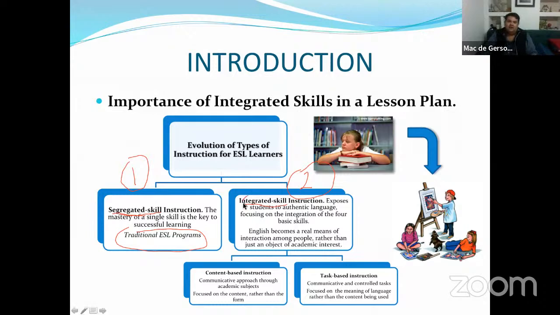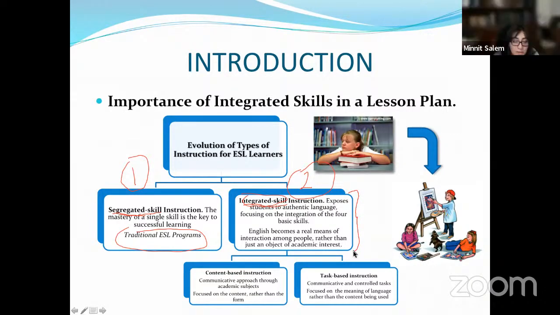En cambio, integrated skill, can you read this minute? Salim, please. Integrated skill instruction exposes students to authentic language, focusing on the integration of the 4 basic skills. English becomes a real means of interaction among people rather than just an object of academic interest. Excellent. Check this out. Integrated skills.